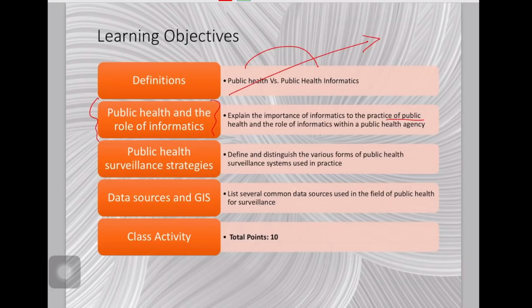Afterwards, we will see the public health surveillance strategies, with some examples of what types of public health informatics approaches exist in the current healthcare system. Then we will discuss the data sources and geographic information systems. Here I will list several common data sources used in the field of public health for surveillance.